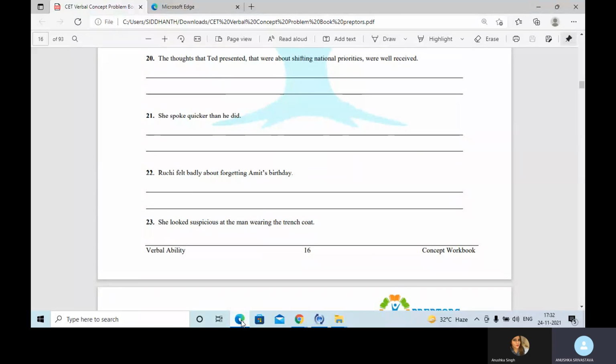The next few questions are based on adjective and adverb. As I said, adjective gives us passive performance, adverb gives us active performance. Here in 21st, we're talking about the action of speaking. She spoke quicker than he did. Since it's a comparative degree, and since we need to replace it with an adverb, my answer would be she spoke more quickly than he did.